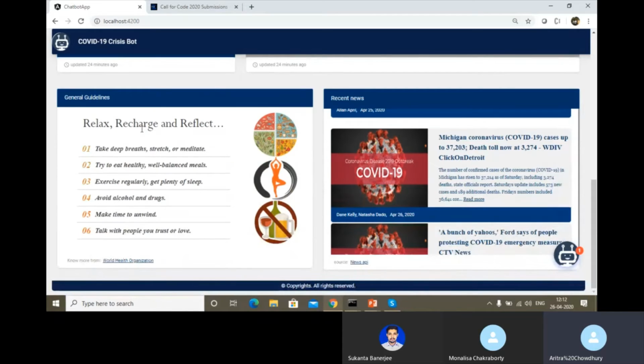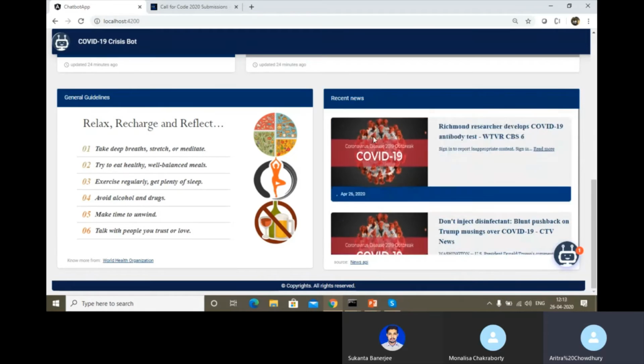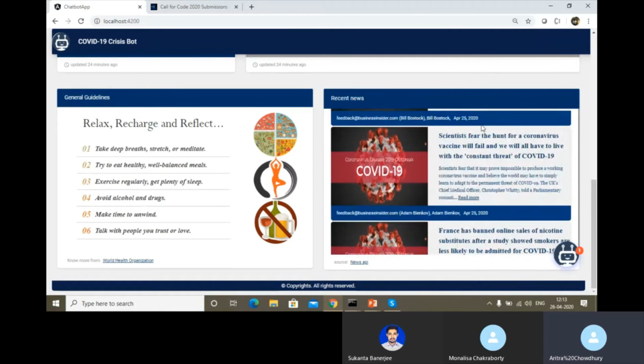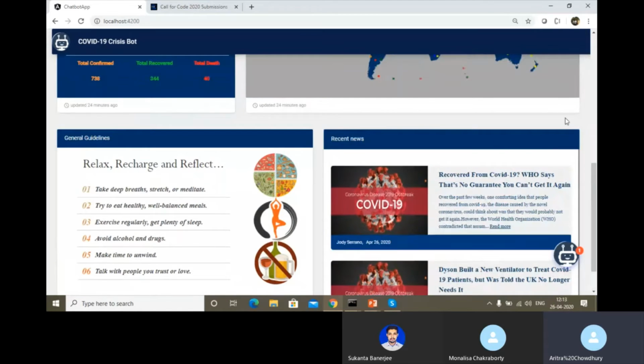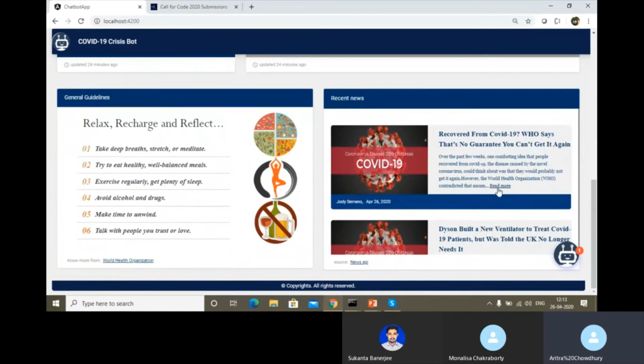Going to the next part, it's a general guidelines section. These general guidelines are according to the World Health Organization and the CDC website. You can read more through this World Health application. This is about the recent news. The recent news is sorted according to popularity and is collected from the news API, where you can go through and read more about this news and get more updates about COVID-19.